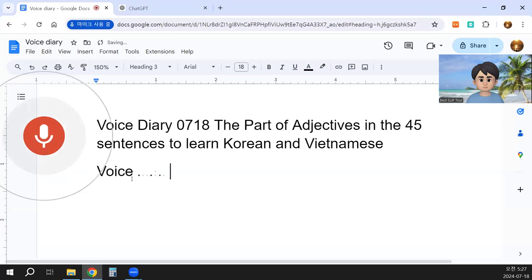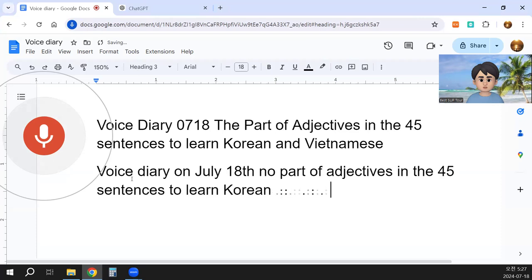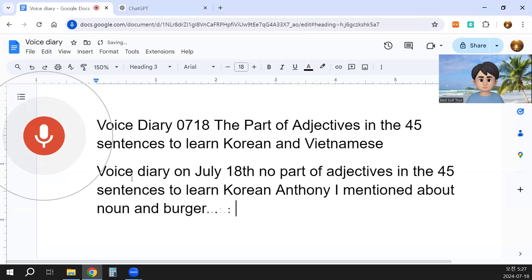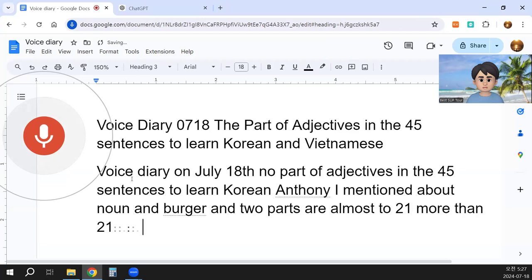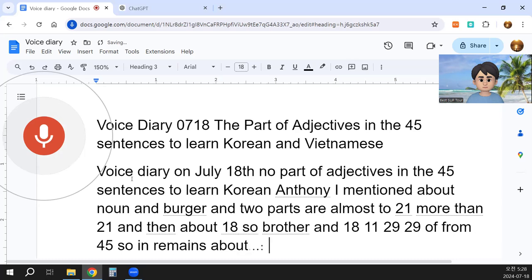Boy's Diary on July 18th, a part of Adjectives in the 45 sentences to learn Korean and Vietnamese. I mentioned nouns and verbs. Two parts are almost 21 or more than 21, and then about 18. 18, 11, 29, 29 of 45. So it remains about 16. Now, the part on adjectives.